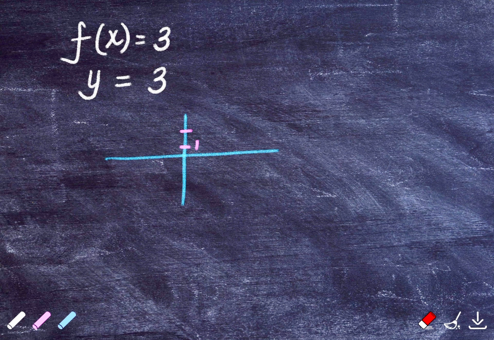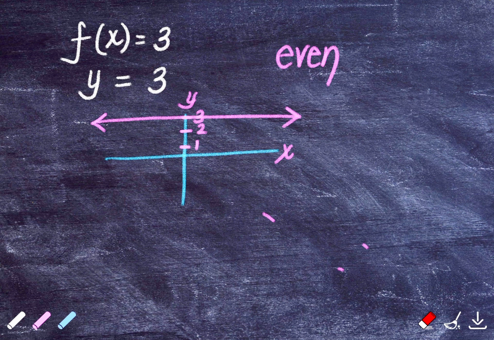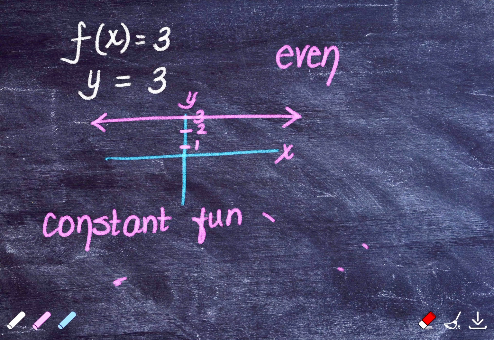So this is 1, this is 2, and this is 3. Let us draw a line across the number 3. As you can see, this function is also symmetric about the y-axis. If I fold it, it is going to symmetrically fold across the y-axis. Hence, this function is also even. So we can say that all constant functions are even.